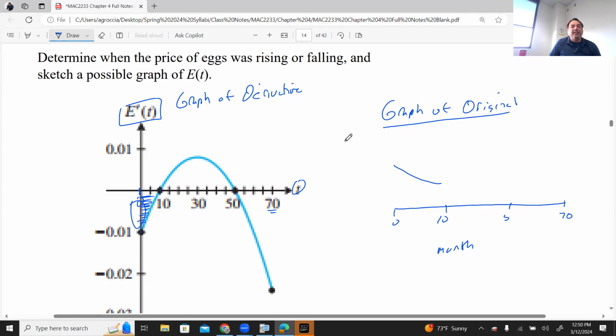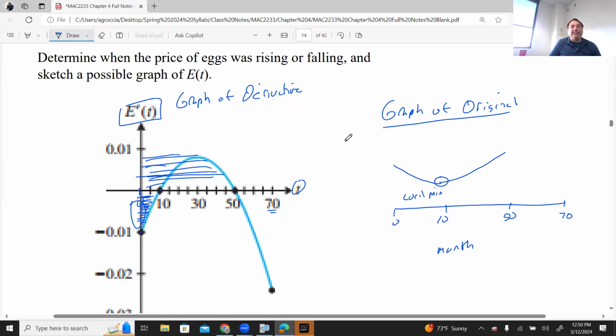Then from 10 to 50, notice that the derivative result is going to be positive. So that means from 10 to 50, the graph is going what? Up. Now, I don't know how much up or what the angle is, but I do know that it's going up. And notice that it was negative, and then after 10, it became positive. So what do we have here? We have a local min.